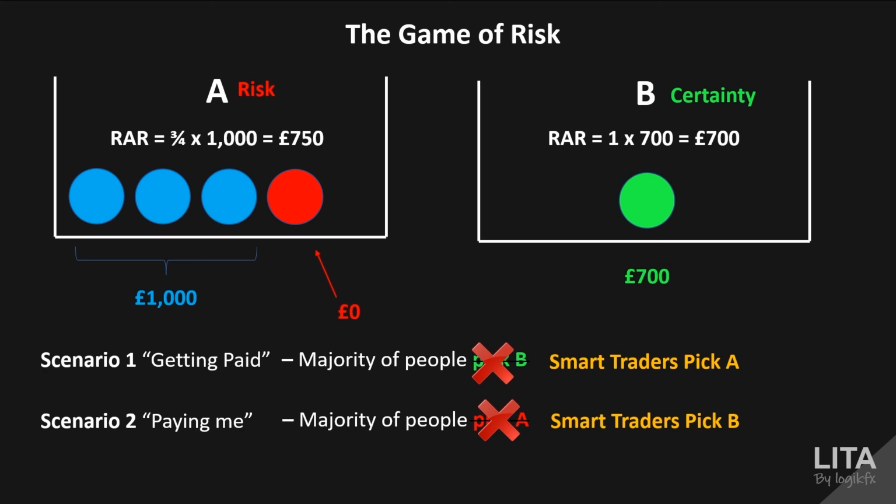So there's a 25% chance in box A you'll have to pay me nothing. Now, when we're faced with negative outcomes as humans, our instincts, that 25% is really attractive.